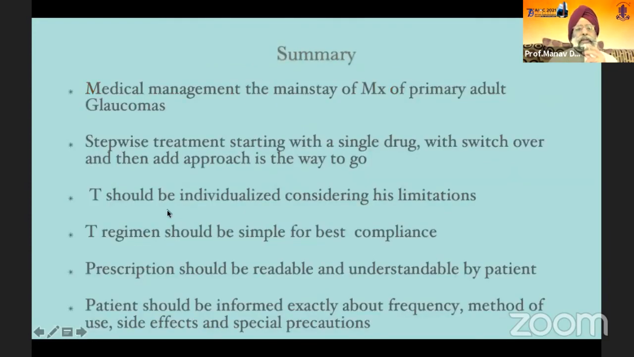So to summarize, medical management is the mainstay of management of primary adult glaucomas, and stepwise treatment starting with a single drug, with the switch over and then add approach, is the way to go. Treatment should be individualized considering the limitations of the patient, and the treatment regime should be simple for best compliance. The prescription should be readable and understandable by the patient. The patient should be informed exactly about the frequency, method of use, side effects, and special precautions.